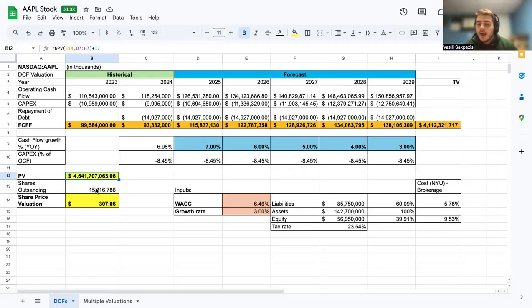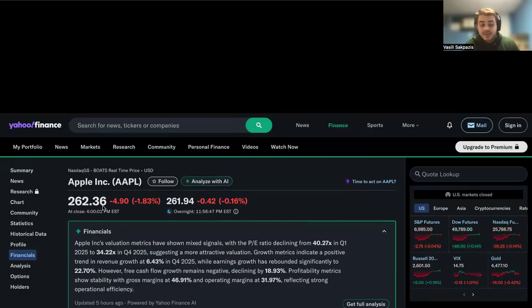Well, you have to take into account how many shares there are in the stock market. And we go ahead and take that number, which is 15 million shares. And all you do is a simple division. You take the present value and you divide by the shares. And that gives us a share price valuation of $307. Now, if we take a look at Apple today, it's worth 262.